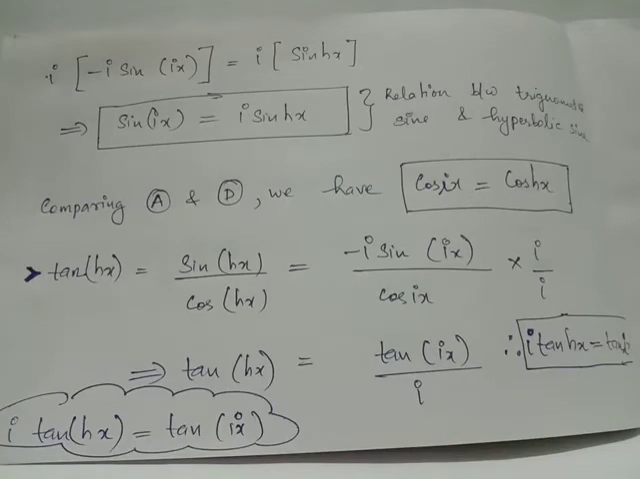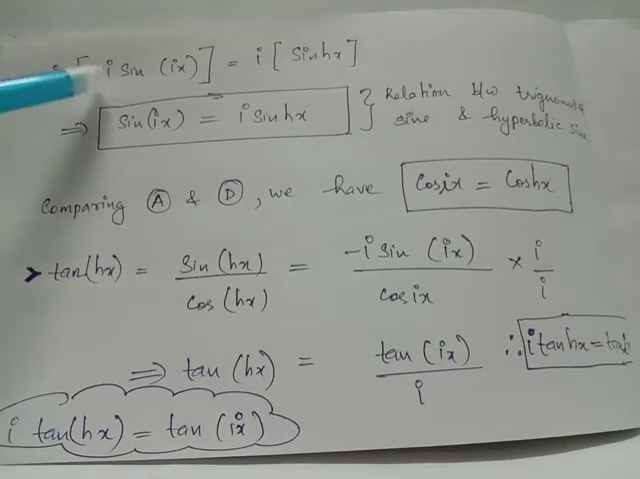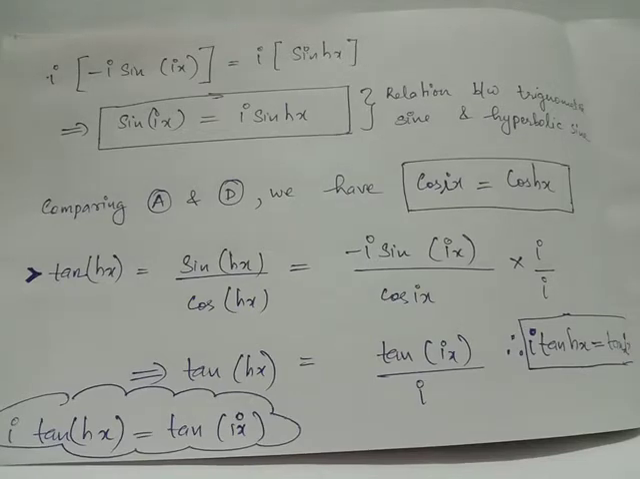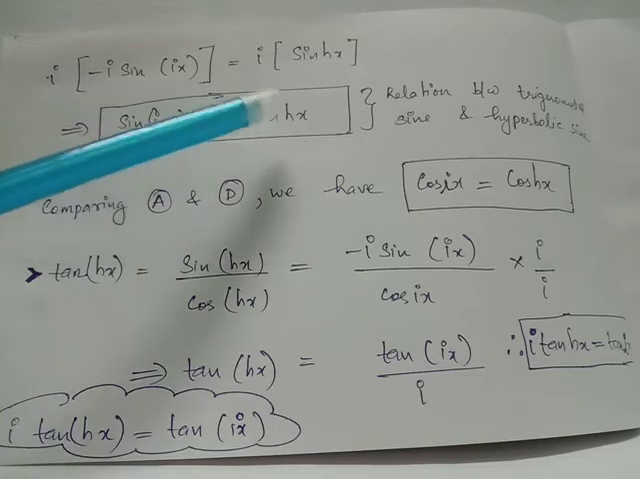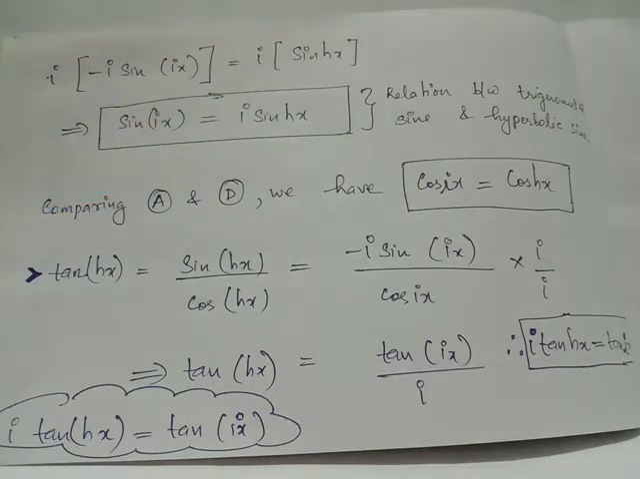If we multiply both sides of the equation by i, we obtain i times minus i sin ix equals i times sin hx. We can now replace i square by minus 1. Therefore, minus 1 into minus 1 becomes positive 1. Thus, we obtain the relation sin ix equals i times sin hx. Sin ix is the trigonometric function or circular function. Sin hx is the hyperbolic function.